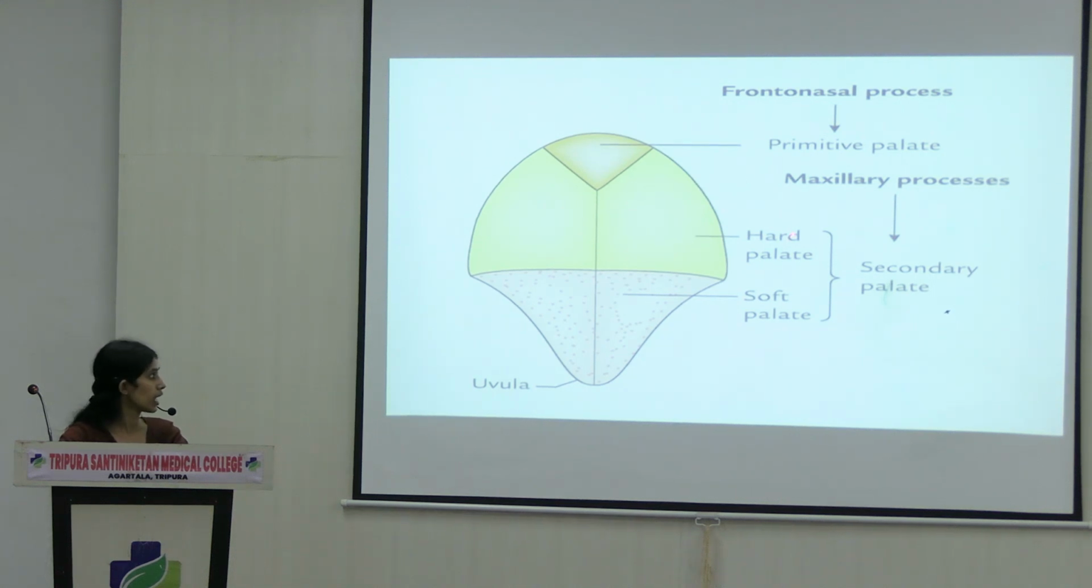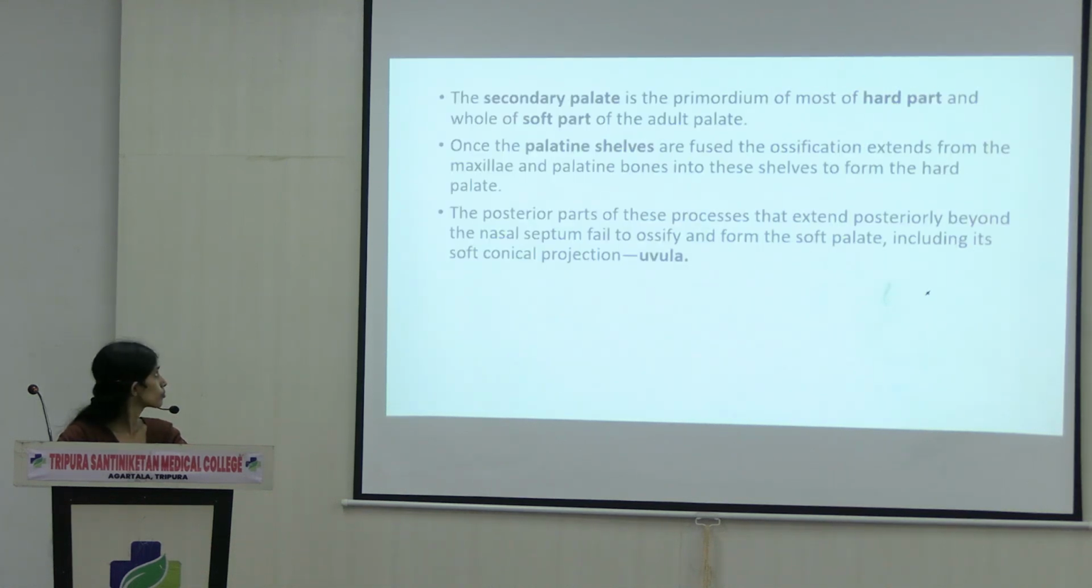So this is how the hard and soft palate will develop in the embryo. The secondary palate is the primordium of most of the hard part and all of the soft part of the adult palate. Once the palatine shelves are fused, the ossification extends from the maxilla and palatine bones into these shelves to form the hard palate part. The posterior part of these processes that extends posteriorly beyond the nasal septum fails to ossify, and it forms the soft palate, including its soft conical projection, that is called uvula. Okay, any doubts?